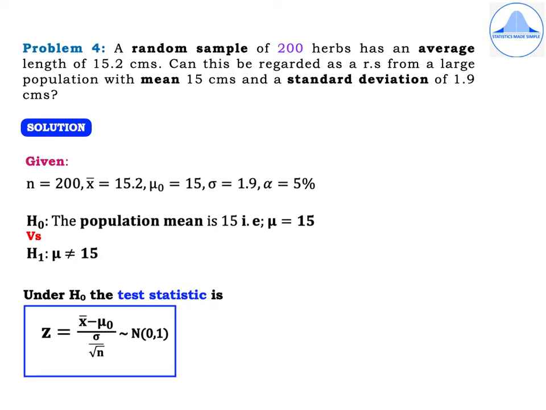The next step is to write the test statistic. So under H naught, the test statistic is Z equal to x bar minus mu naught divided by sigma by root n, which follows normal 0, 1. So how did we start the problem? First write whatever is given. Next define H naught, define H1 and write the test statistic.